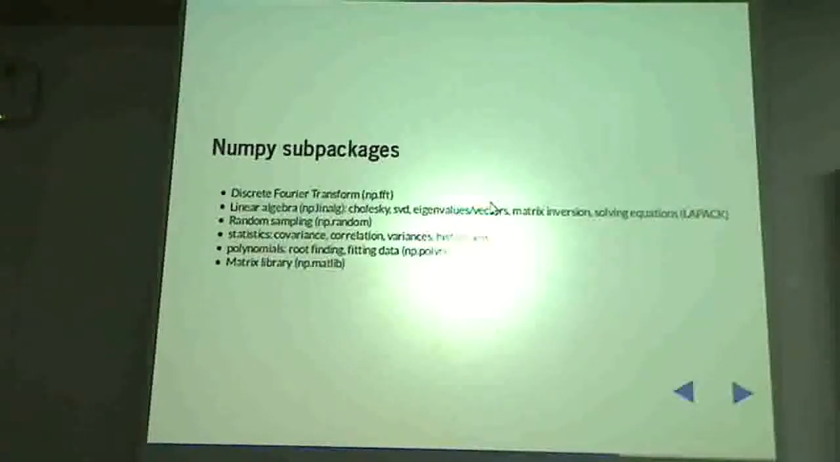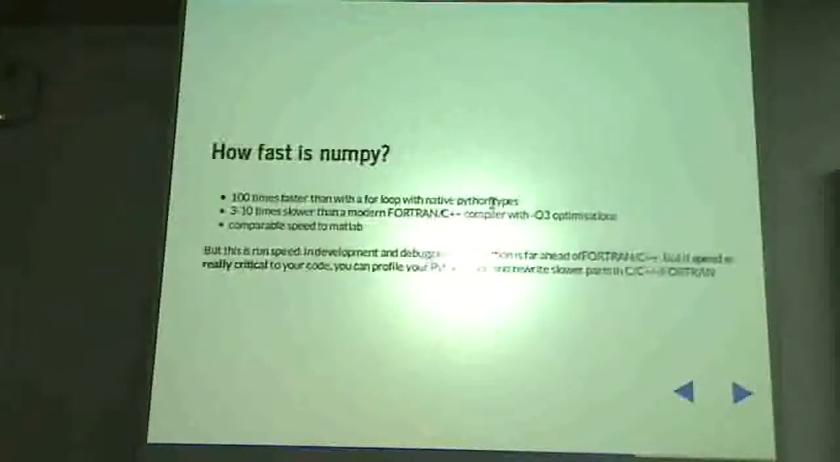If you want to compute covariances, correlation coefficients, and things like that, Spearman correlation or things like that, then the numpy statistics module is what you need. np.polynomial is used for simple root finding and fitting a polynomial to a given set of data points and so on. And np.matlib is the matrix library which can do matrix computations.